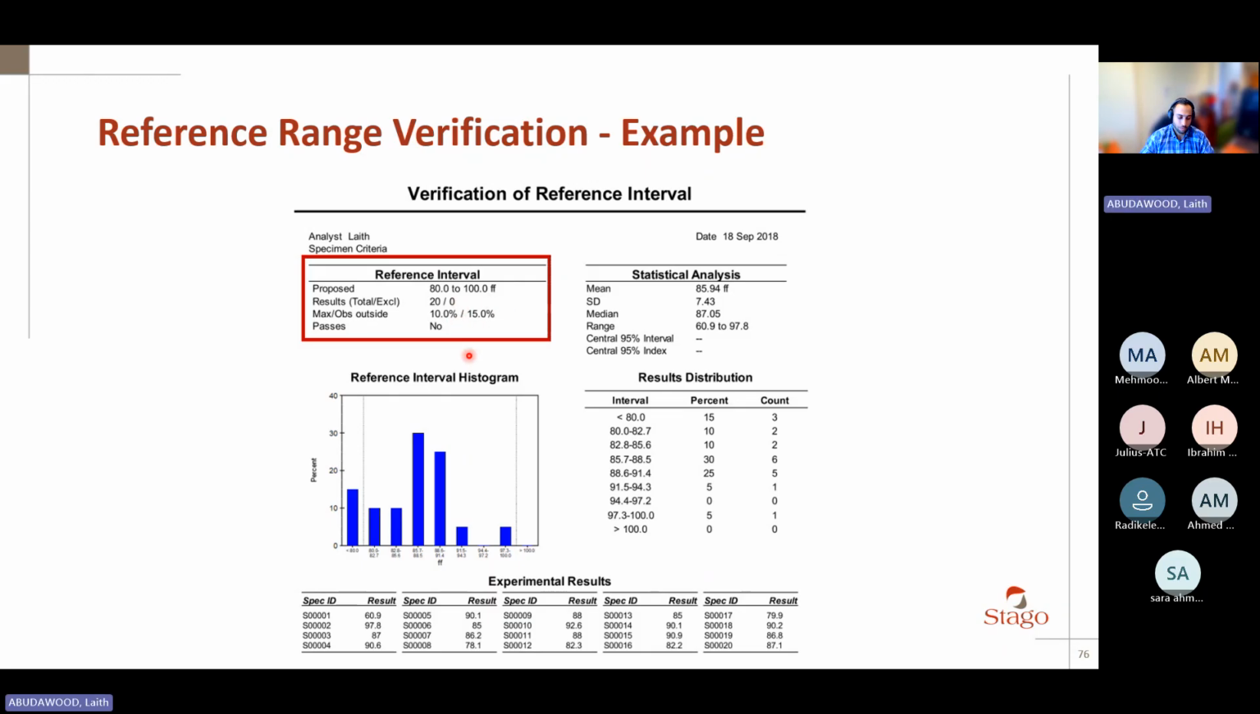In this case, CLSI tells you to run another 20 samples, so you have a total of 40. With the total of 40, is 15% still the failure rate? If yes, your reference range verification has failed. You say this range is not compatible with your population. You have to look for another one.